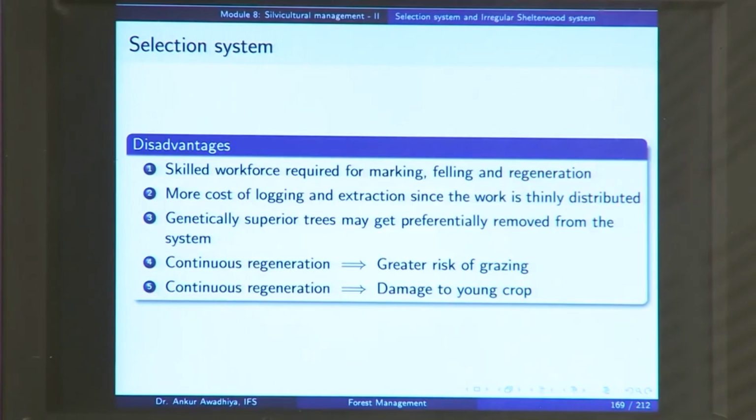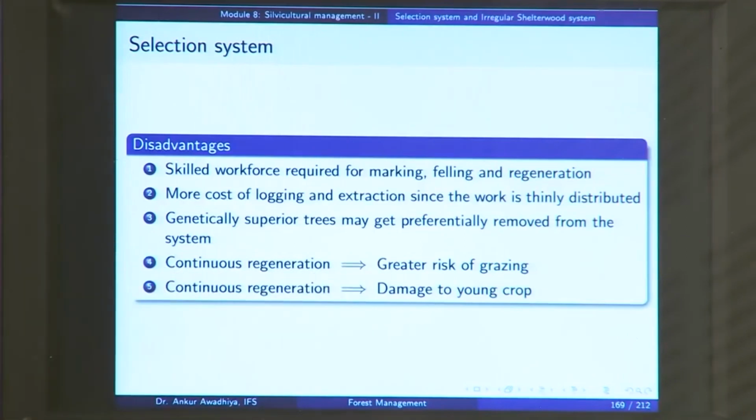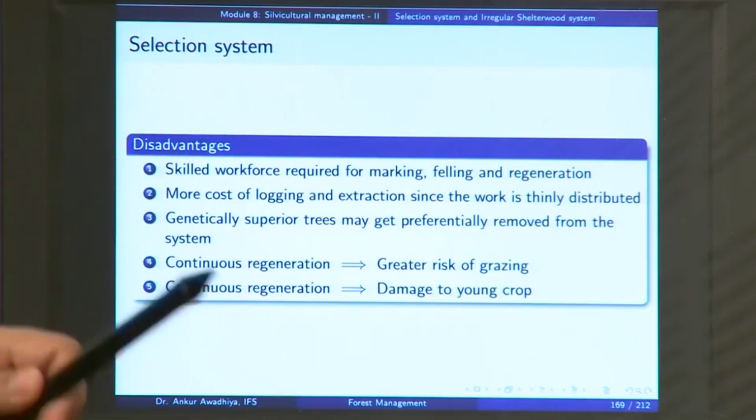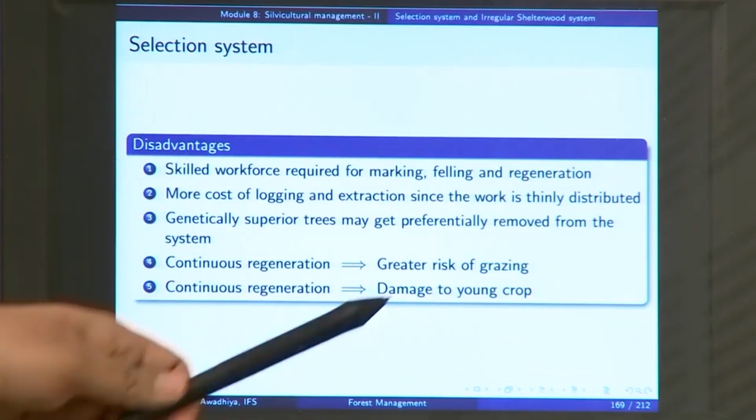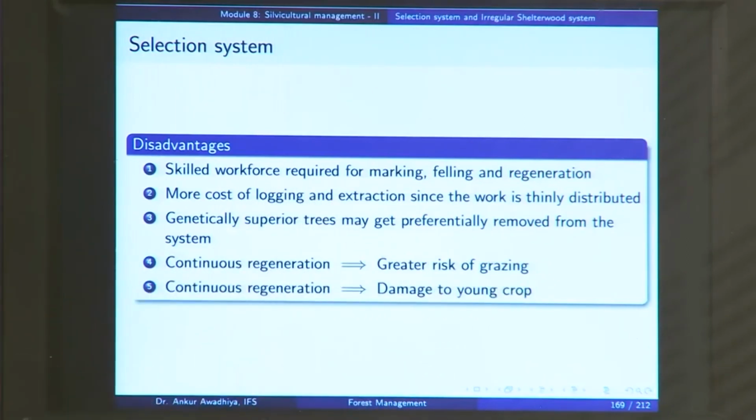Now, if you have more and more young crops, there is a greater risk of grazing, because you will not be able to protect each and every portion of the forest, and because you have the young crop everywhere, there is a greater risk of grazing. At the same time, because you are doing the felling operations in different areas where you have young crops, there is a greater chance of damage to the young crop. When you fell a log, when you drag a log, when you take machines inside, there is a greater chance that your regeneration gets adversely affected.